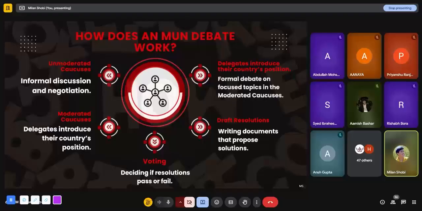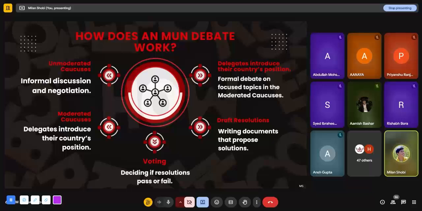All right. So, coming to how does an MUN really work? Now, MUN, as I told you, is the simulation of how the United Nations proceeds, right? Now, there are certain terms and certain things that you need to know if you're actually into MUNs.